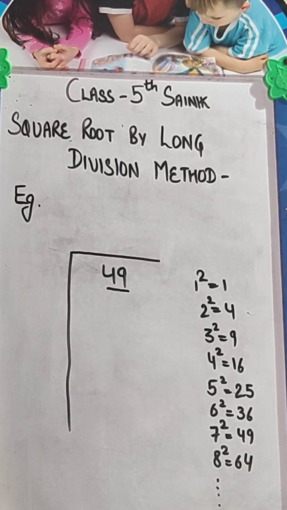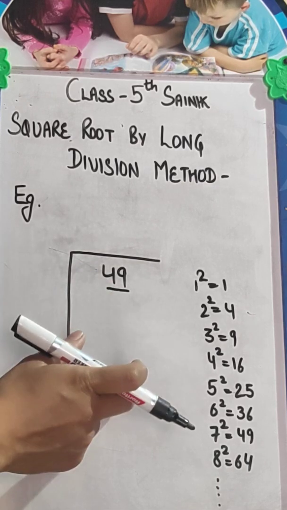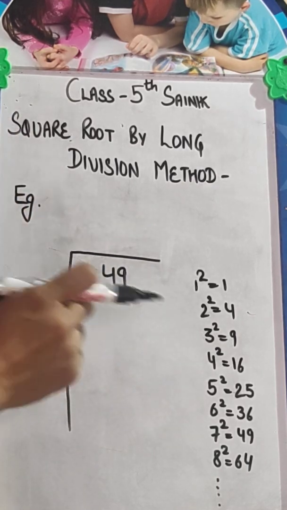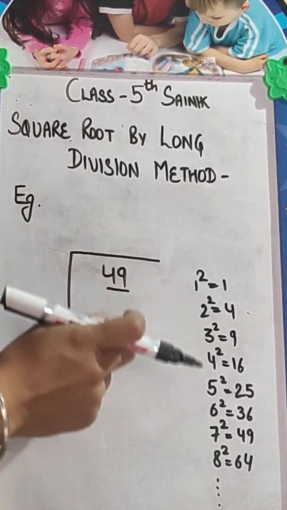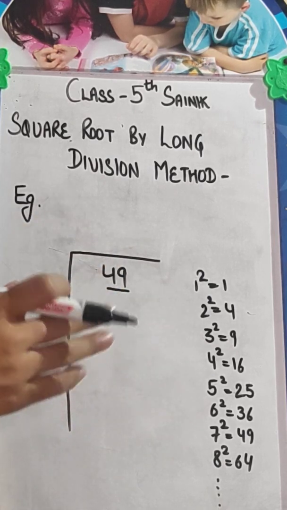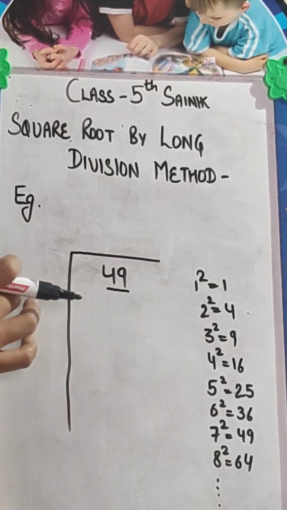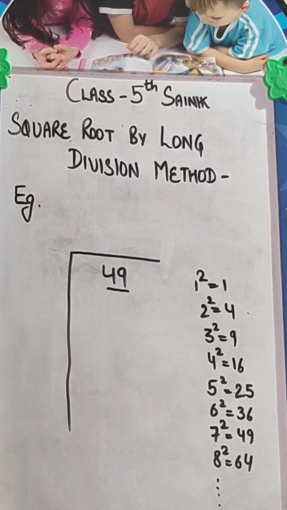If we multiply 7 by 7, what do we get? 49. So in this long division method you can't multiply 2 by 3. You always have to multiply 2 by 2, 3 by 3, 4 by 4. Means we have to multiply the same number. We can't take two different numbers. We have to take the same number.